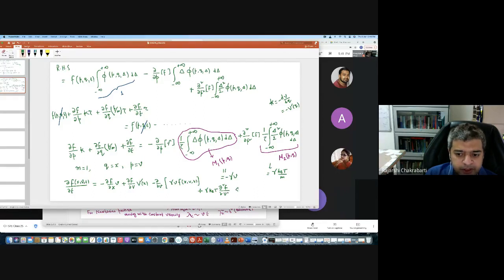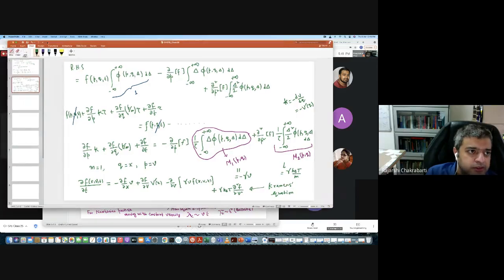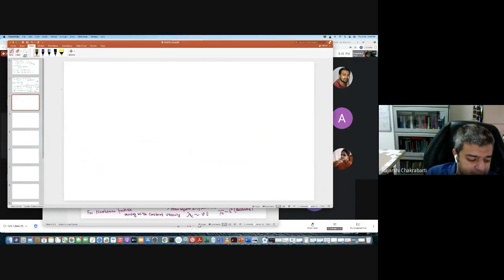And this equation has a name, the Fokker-Planck equation. This is called the Kramers equation. Kramers was a famous physicist. So this is called the Kramers equation, and it is very important for today's class and for the class after this. Okay, so we have this Kramers equation. Let me write it down again here.